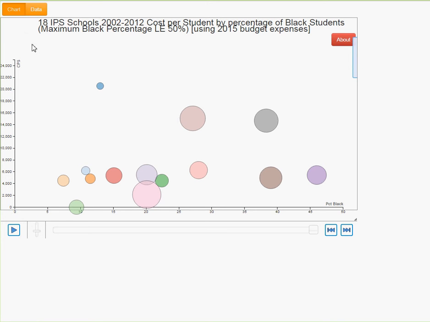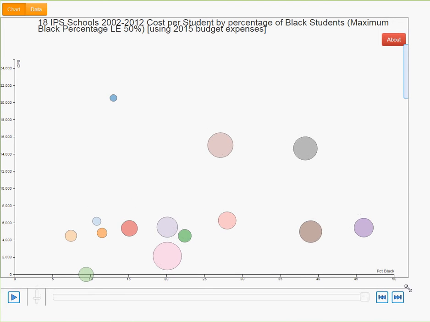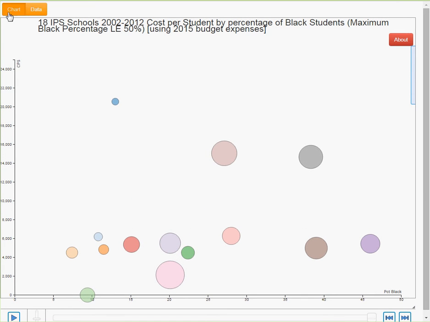Okay, one other point. In some cases on these charts, if you enlarge it, that helps to be able to follow along better.